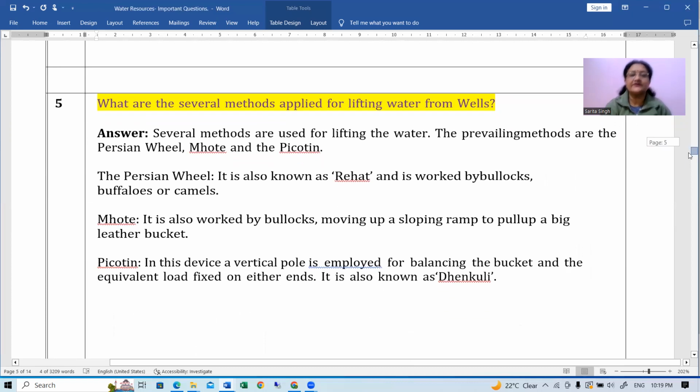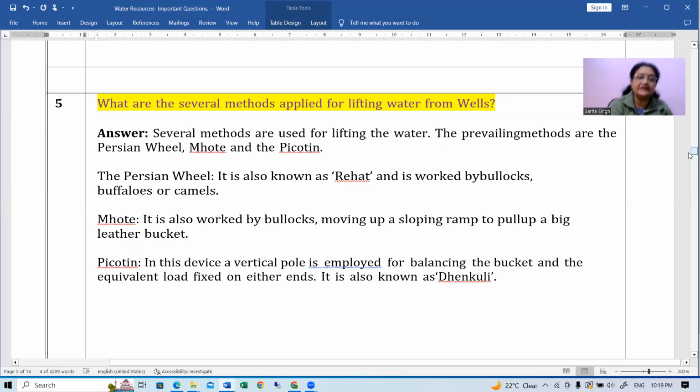Several methods are used for lifting water, and the especially prevailing methods are the Persian wheel, then mote, and pitokin. All these are the different methods, right? Number one is the Persian wheel, also known as rehat, which is worked by bullocks, buffaloes, or camels. These animals are used for taking out water.